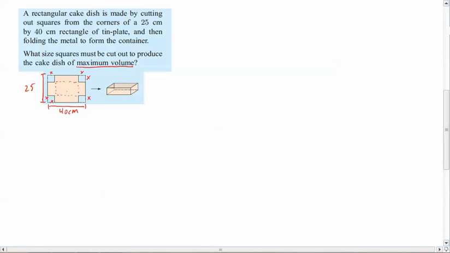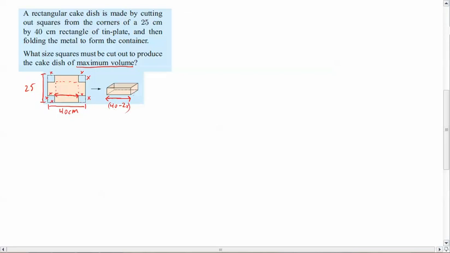But if I'm going to find the volume, let's go ahead. How wide or how long is this cake box going to be? Well, hopefully you see that that width is the same as this right here, which isn't 40 centimeters anymore because I've taken off x on this side and I've taken off x on that side because those are going to fold up to be the ends. And so that means that this length right here is going to be 40 minus 2x, one at each end.